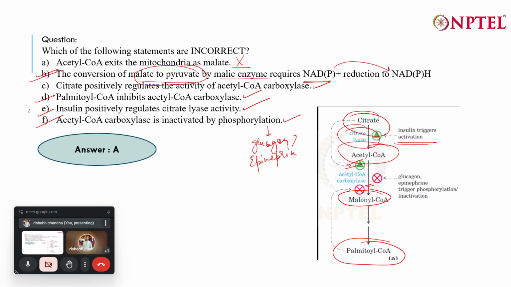So they activate protein kinase A that actually phosphorylates acetyl coenzyme A carboxylase. Okay, so that is actually inhibited by phosphorylation. So option A is the only incorrect one. The rest of the options are correct. Okay, so any doubts in this question?